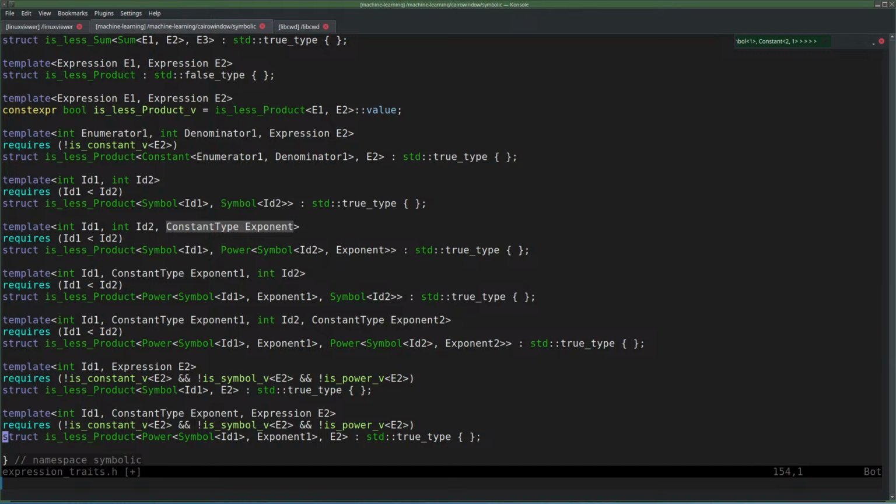So a symbol and a power are always less than anything that is not a constant, symbol or power. And if neither of the two is a symbol or a power, then I'm 100% not interested in it, I think. Or am I? Maybe even then I'm interested in it. I'm not sure. I just don't know, man. This whole thing also already feels weird.